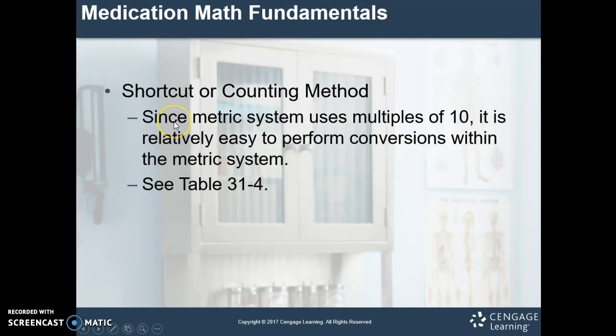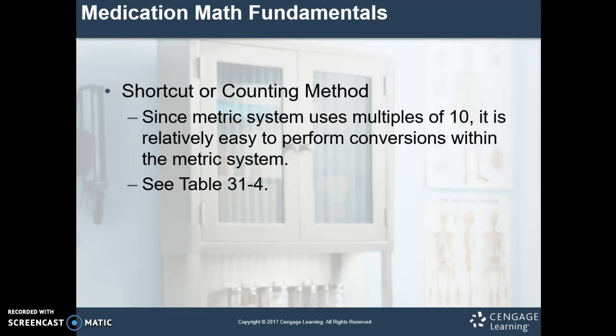The shortcut or counting method, they kind of skipped over the conversion factor method, I believe. So if you know that there's 1,000 milligrams in every gram, and there's 1,000 grams in every kilogram, you can figure out how many milligrams are in a kilogram by multiplying.